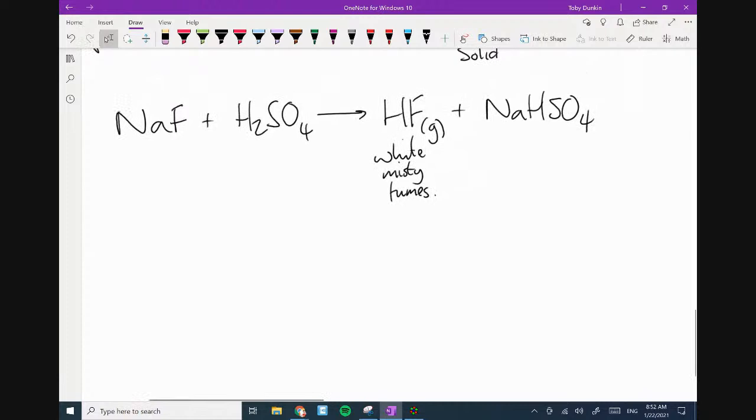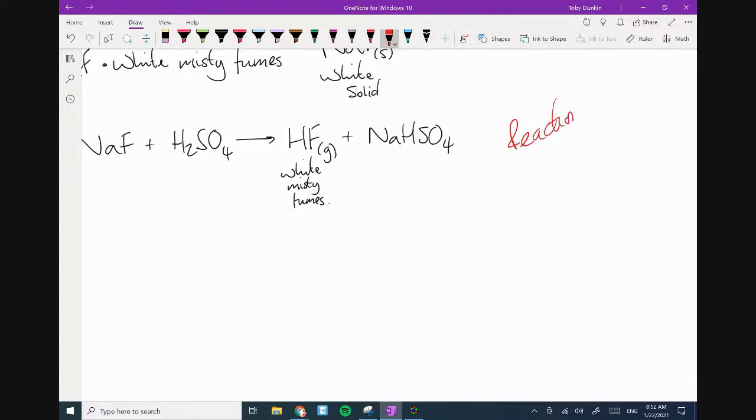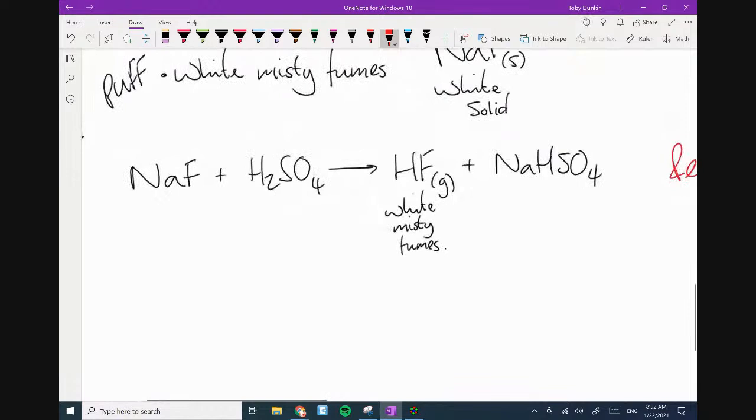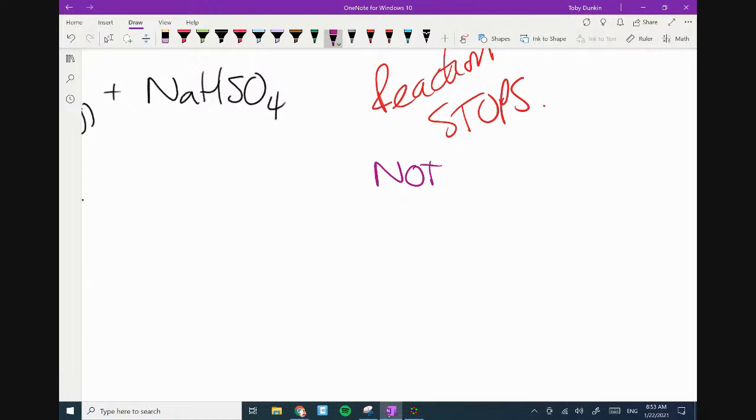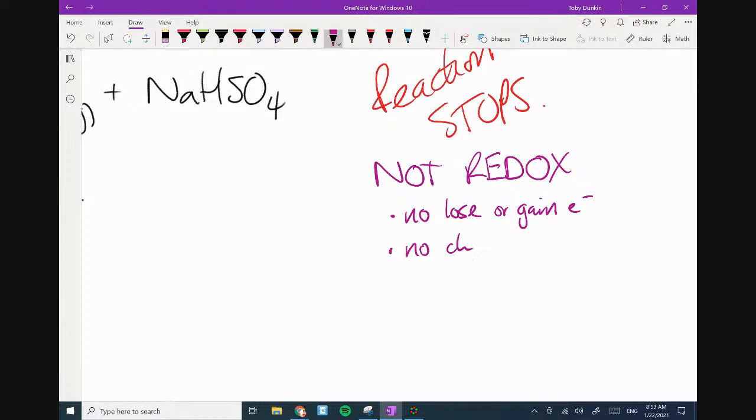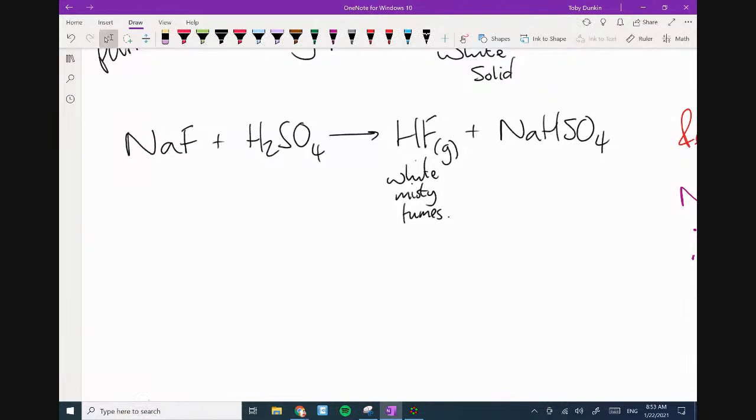So now at this point, the reaction stops. What this means is this reaction is not redox. Why is it not redox, Marcellus? Oh, I like it. Answer: no loss or gain of electrons. I'm going to add another thing onto this as well. The answer they want on the mark scheme is no change in oxidation state of anyone. No oxidation state changes. This is a bog standard displacement.